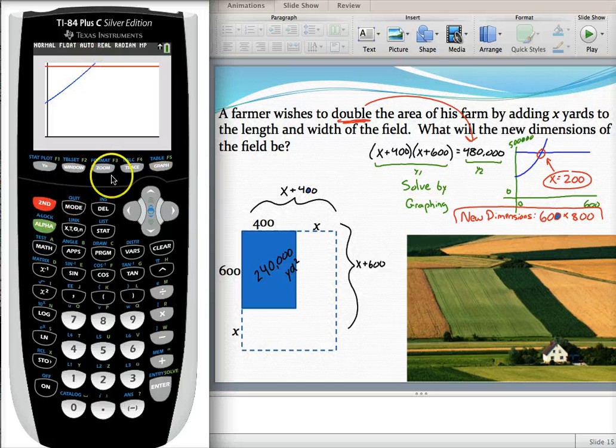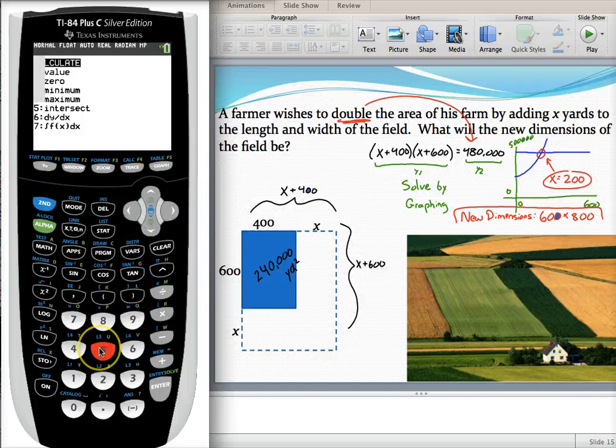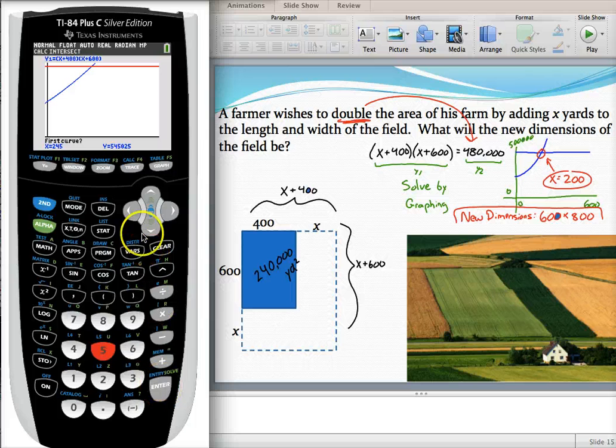So hit second and trace if you forgot where to find intersection. Option 5 is what I want. It's going to ask you 3 questions. If you want to trace and get close to that intersection point, you can, although my cursor is way off the screen right now. Otherwise, just hit enter 3 times for first curve, second curve, and guess, and it'll find you your intersection point. So the solution to this is x equals 200. I should be adding 200 yards onto my field.